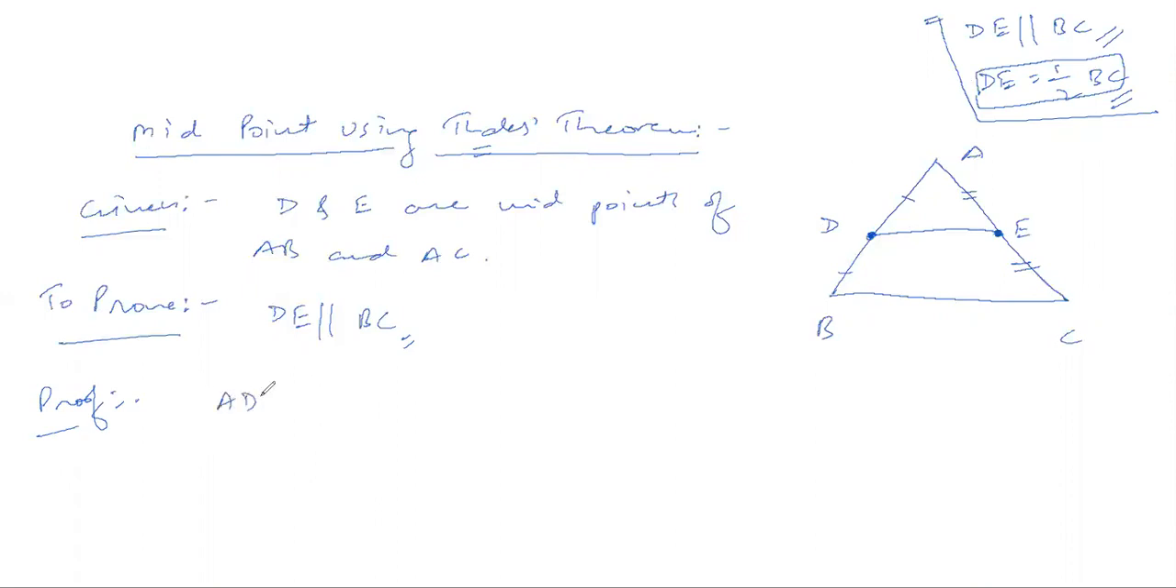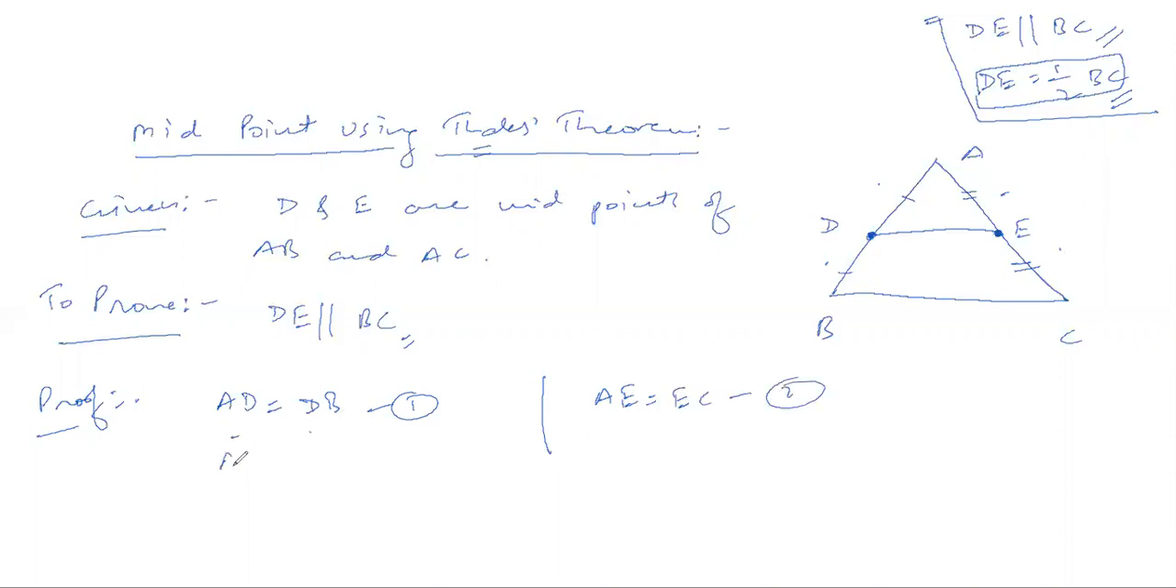First of all, we know that AD is equal to DB. Take it as equation number 1. And also we know that AE is equal to EC, because D and E are respectively the midpoints of sides AB and AC. It will be equation number 2.